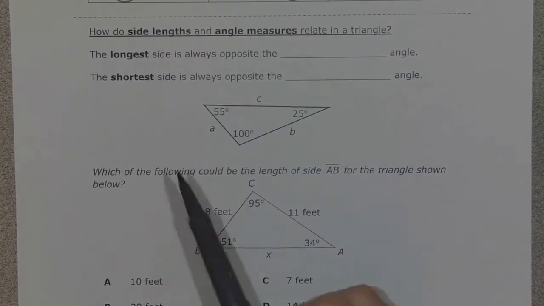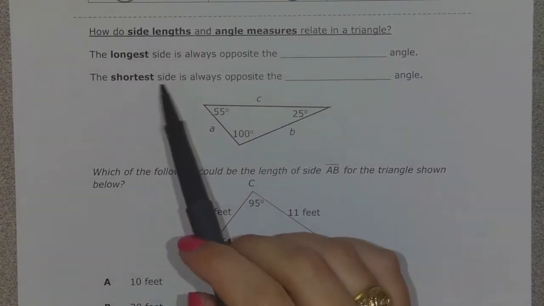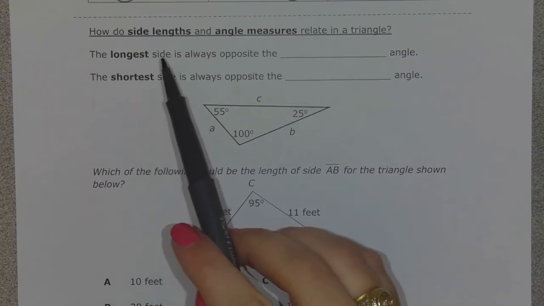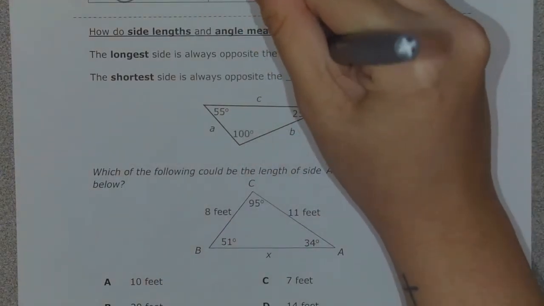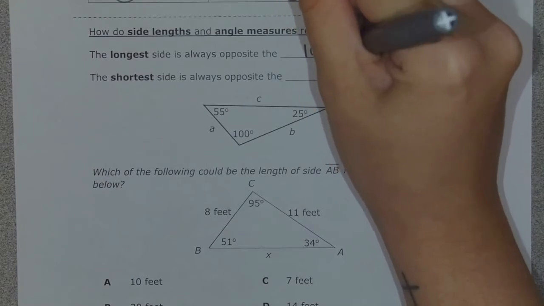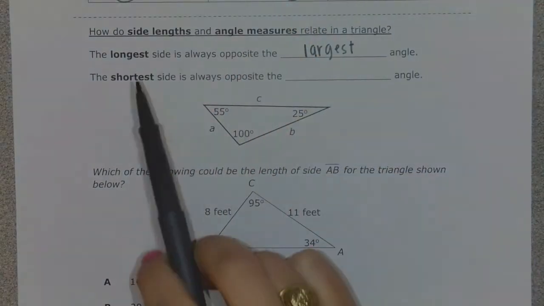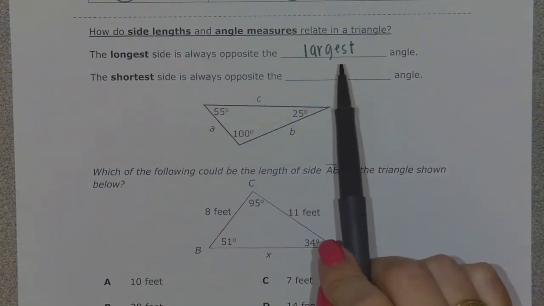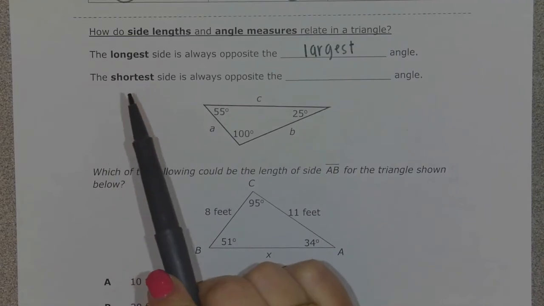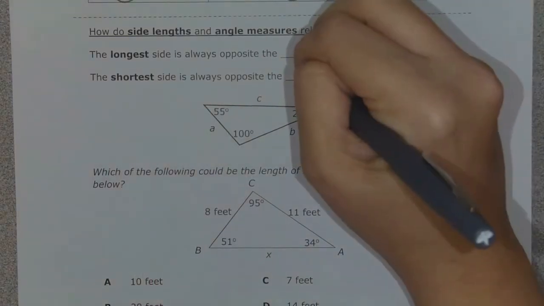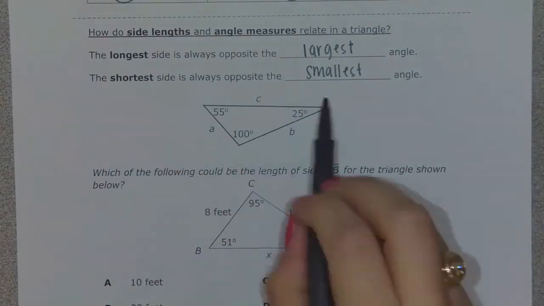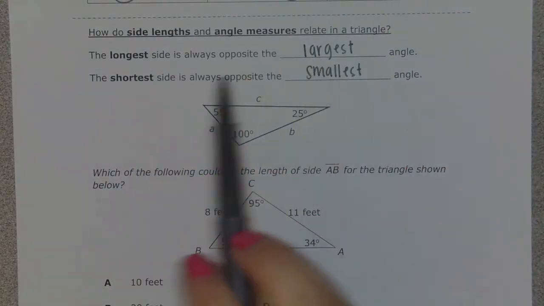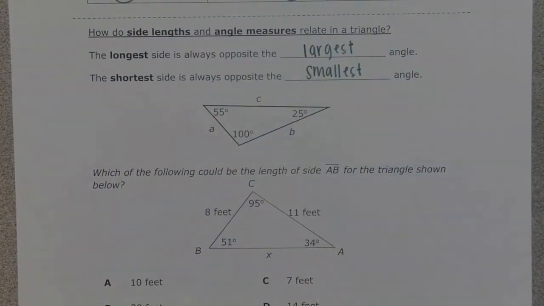And there are two things we need to know about this. We're going to start with the sides. The longest side is always opposite of the largest angle. So L's go together, longest side, largest angle. So then the shortest side is always opposite of the smallest angle. So then our S's go together. So longest, largest, shortest, smallest.